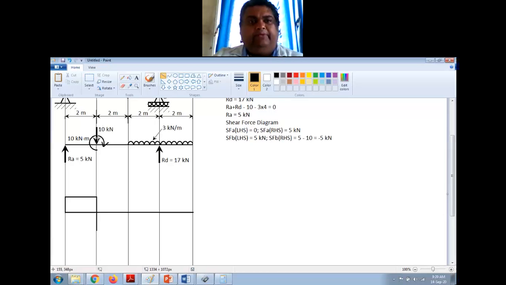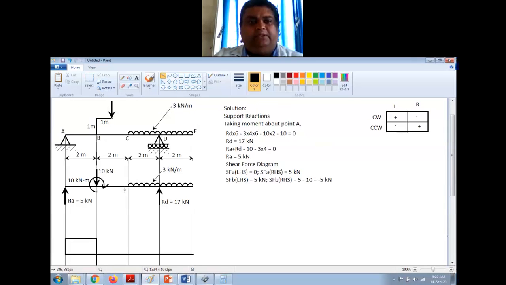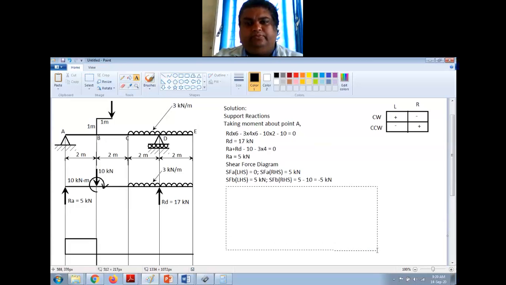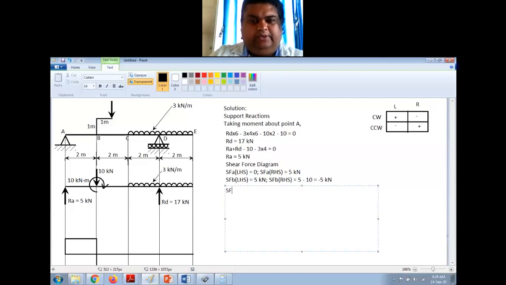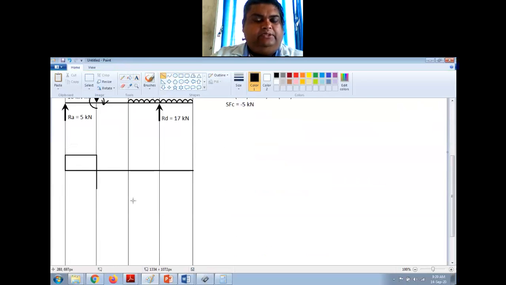Okay. Then between point B and C, this is C, there is no force. So SFC will remain the same on LHS and RHS. So I will not say LHS RHS, I will just write SFC is equal to minus 5 kilonewton. So I'll just draw that.